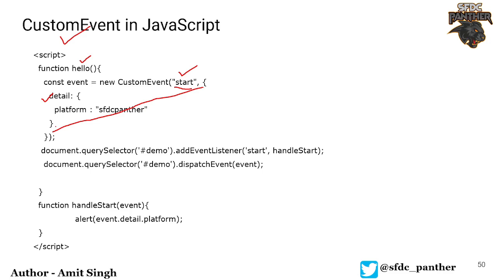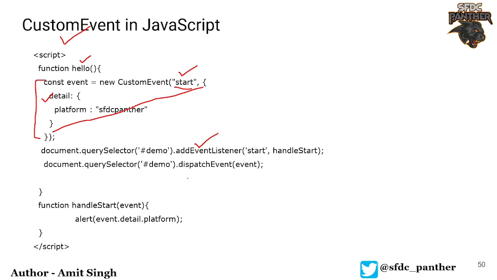Then there are two more parameters: one is bubbles and one is composed. We are not going to go into much detail on those, as we have already discussed those variables in JavaScript in our Lightning Web Component course. Once you have this variable, we need to add the event listener to a particular DOM element so that we can execute that event. That is what we have used here, addEventListener, and you are already aware of that.